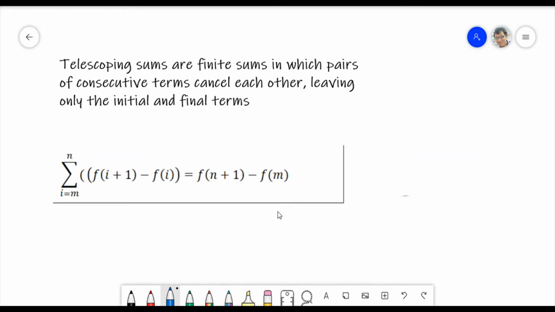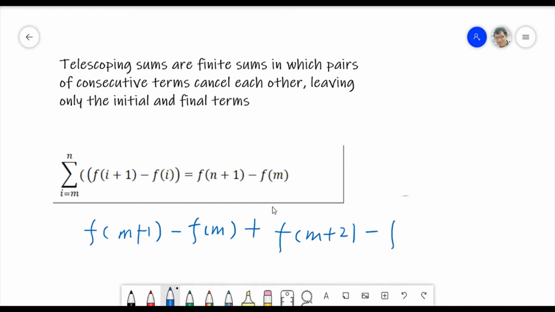How it will look is like this, because it's a companion, easy, because they can cancel, right? Just to give an example, based on this one, we first write like f. I start from m, so m plus 1 minus m, and then plus m plus 2 minus m plus 1, right? So it cancels until what is left is only m plus 1 minus m, right?